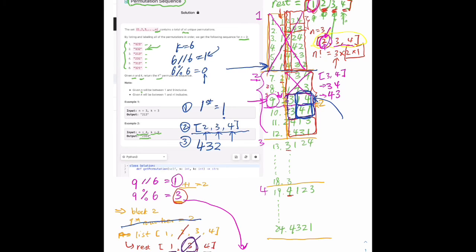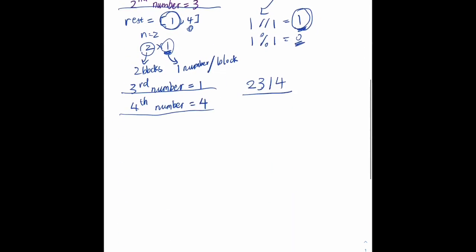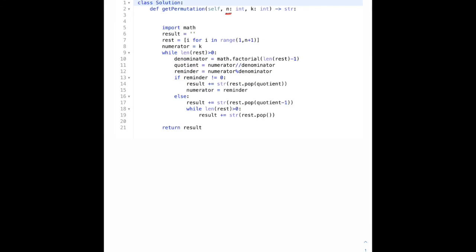So we directly know this number should be 1, 4, 3, 2 because we know the first number is 1, and then the largest number we can get is 4, 3, 2. That should be the last number of the first block. So let's generalize this idea. We have an n, we have a k.